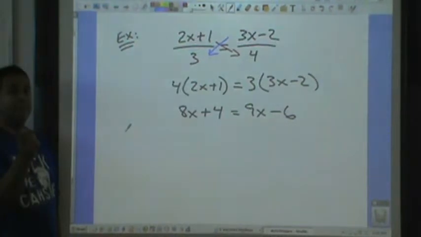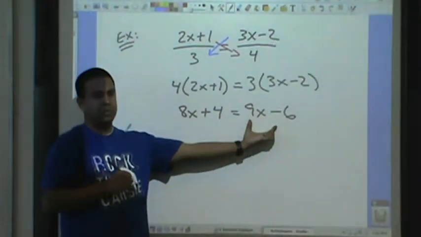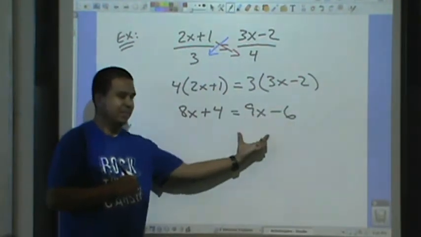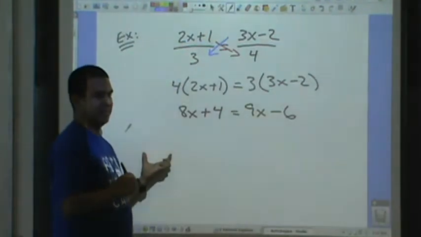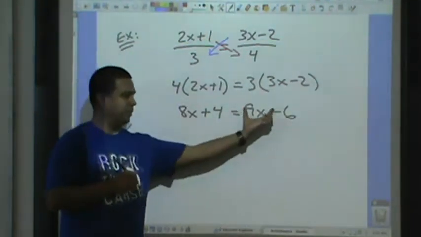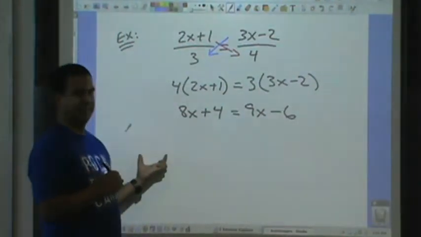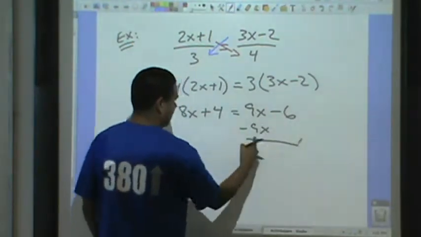Subtract the 9x from 8x. Could we subtract the 8x over here? Yes, we could, but what have I been asking you to do? Move the variable to the left. That's going to help you when we do inequalities. So get used to bringing the variable to the left. So the inverse of a positive 9x, we're going to add the negative 9x.